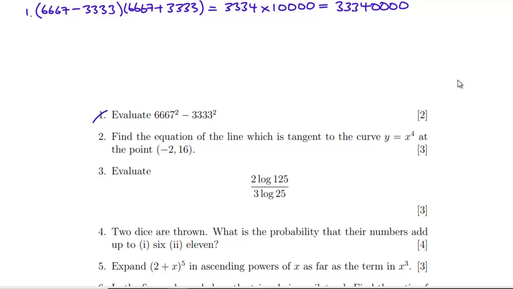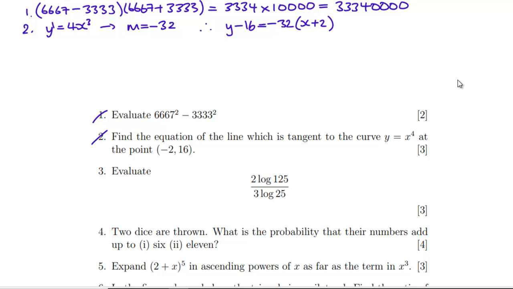Find the equation of the line which is tangent to the curve y equals x to the 4 at the point minus 2, 16. So our gradient then is, well, y dash is 4x cubed, differentiating it. So our gradient, we want x is minus 2 on this. So we've got minus 8 times 4, so minus 32. And then we just need to do equation of a line. So we've got y minus 16 equals minus 32 times x plus 2.